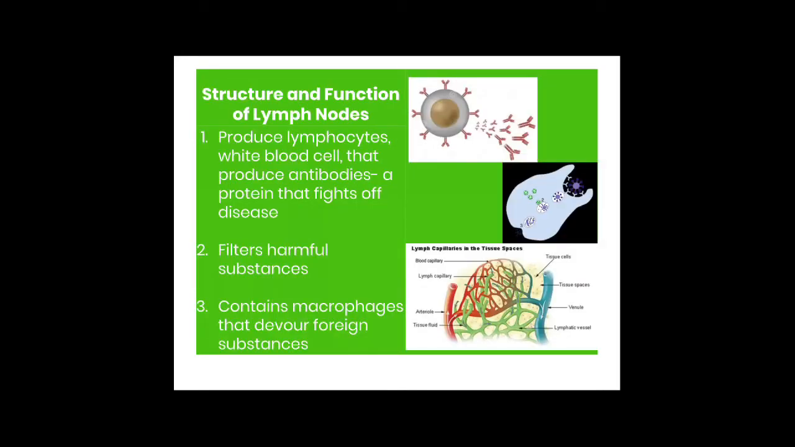So what do the lymph nodes look like, the third part? If you look in the picture, it says lymph capillaries in the tissue spaces. They're actually going to connect with the blood capillary, like I said, and they're going to produce what's called lymphocytes, or white blood cells, that they can actually put into the bloodstream. These lymphocytes are going to produce antibodies, a type of protein that fights off disease. These are going to filter harmful substances as well. And there's macrophages, another type of white blood cell we'll talk about in a little bit, and these actually devour foreign substances.